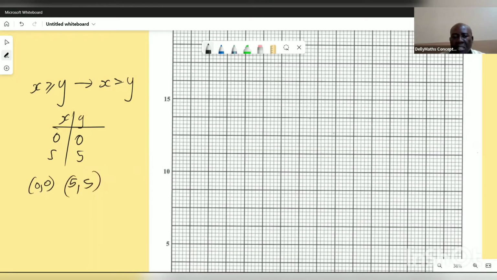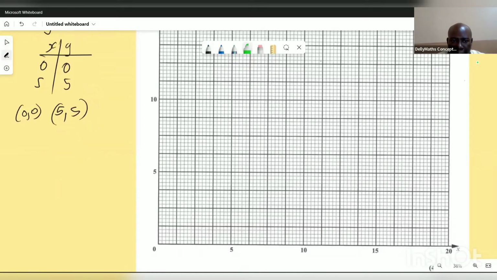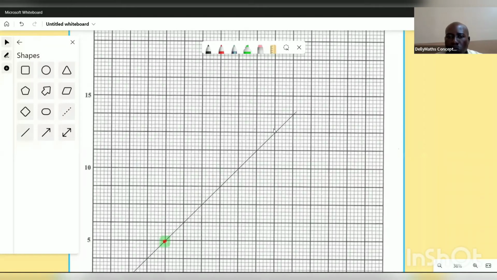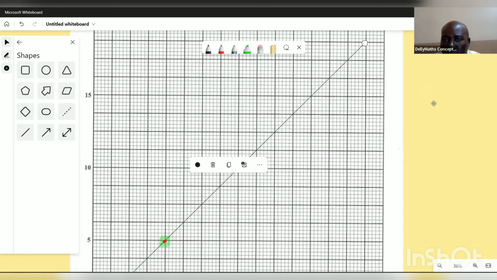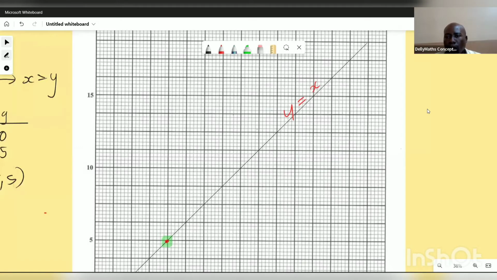We could use (6, 6), (7, 7), (10, 10), but I'm just using points that are on my axis. I'm seeing a (5, 5), so I'm going to plot this point here. I'm going to highlight it so you can see, and let me put them in red. Now I'm going to draw a line through that point and through that point. That represents Y equal X, which marks the region for the inequality X is greater than or equal to Y. I'm going to label this line Y equal to X, or X equal to Y, same thing. So that's one.